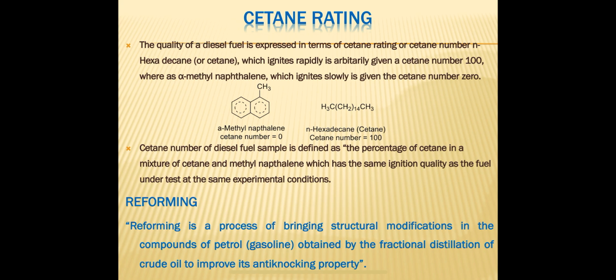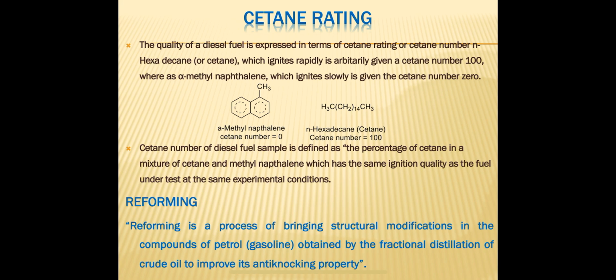And next is reforming. Reforming is also another way to improve the anti-knocking property of a fuel. Reforming is a process of bringing structural modifications. For example, if it is a straight chain alkane, then we are going to convert it into a branched chain, or if it is a straight chain, then we are going to cyclize it, converting it into a naphthalene like structure.